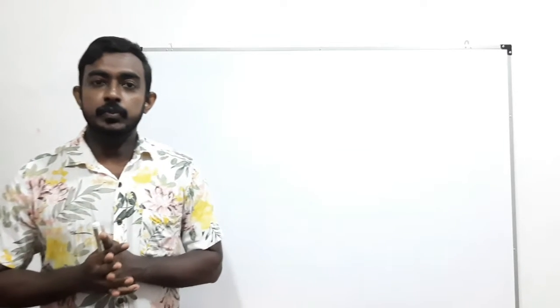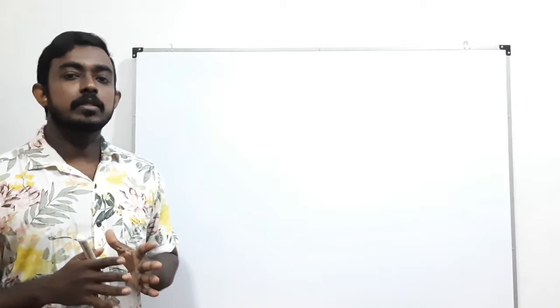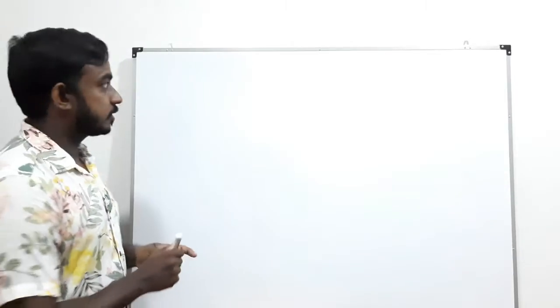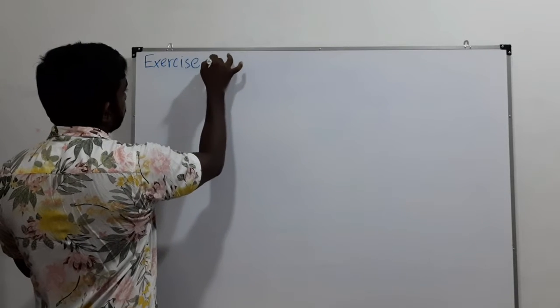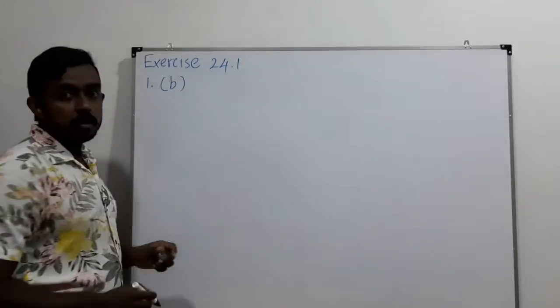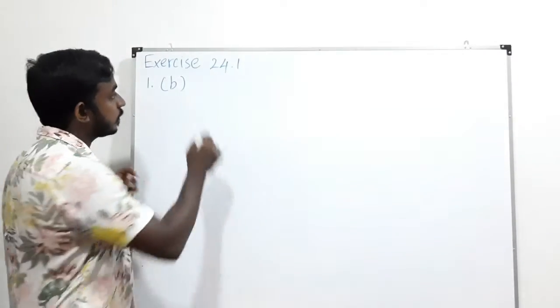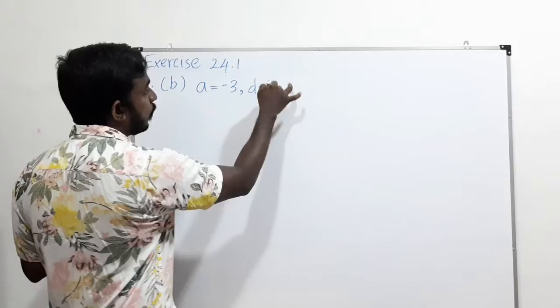Okay, now all of you come to exercise 24.1. At the first question, they say to find the first 5 terms of the arithmetic progression for each of the following situations. So I thought to use question B. Exercise 24.1, first question B. Now, at that question, they have given you the first term as a equals minus 3 and the common difference as 4.